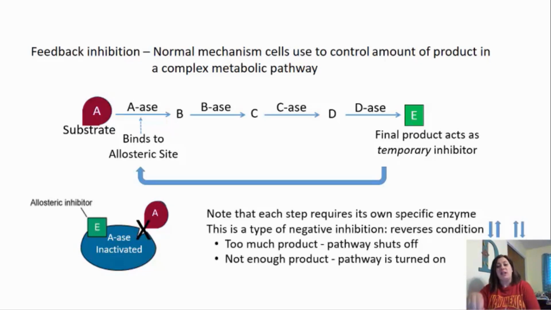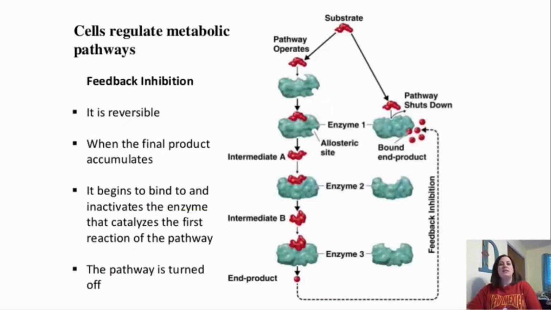So note that each step requires its own specific enzyme, so this is a type of negative inhibition. However, it is a reverse condition. We can turn it off. So too much product, the pathway gets shut off, and not enough product, the pathway gets turned back on. All right, so we can reverse this and go back and forth. So this is going to show you again how this works, where the cells can regulate their metabolic pathways.